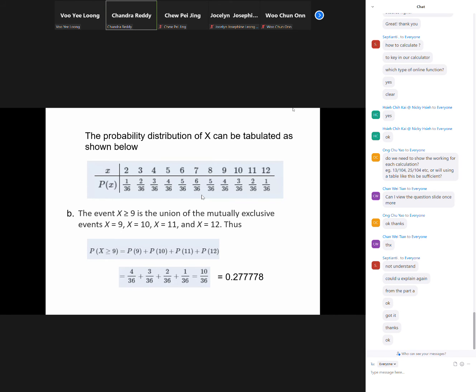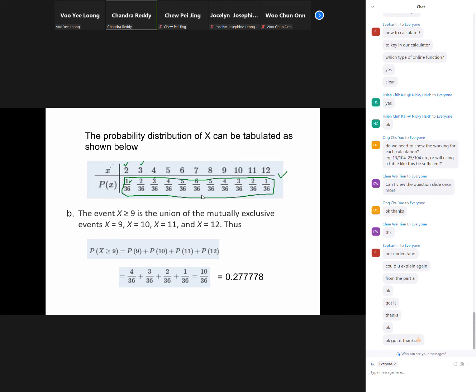So this is the probability distribution table. When the total is 2, it happens only once. The total of 3 happens 2 times. Similarly, the total of 4 will happen 3 times. So this is the probability distribution for getting a total and its probability. When you add up all these probabilities, you will get a total probability of 1. Okay, so X is the random variable.